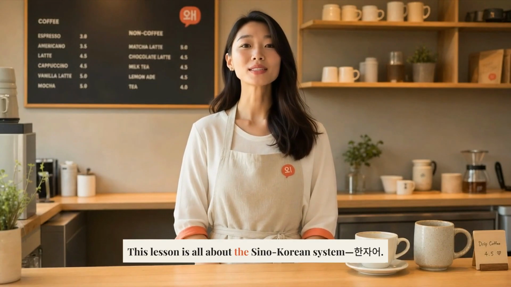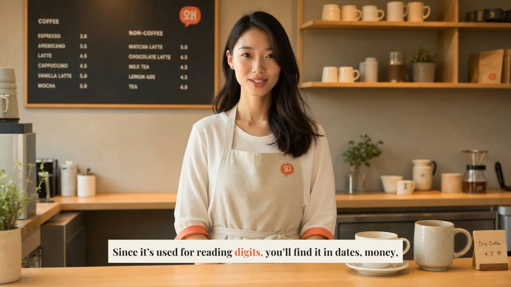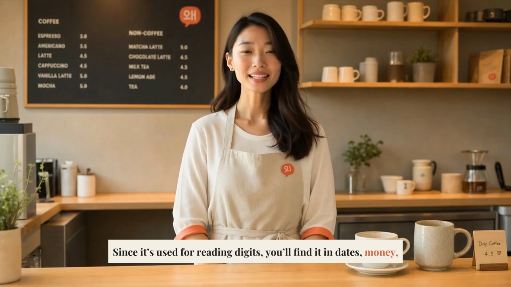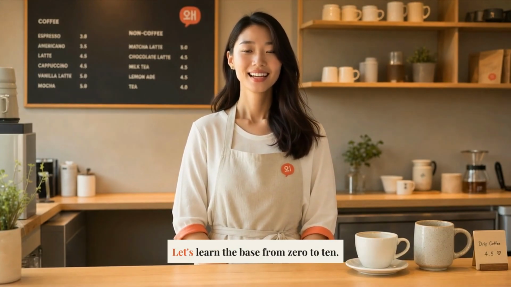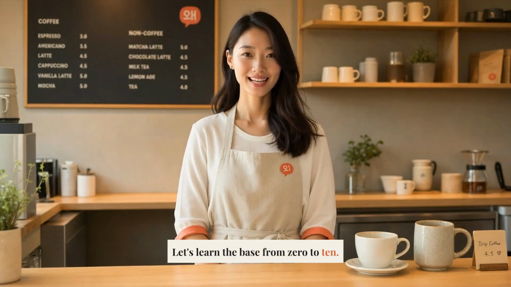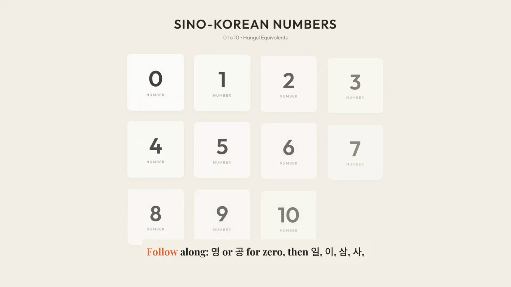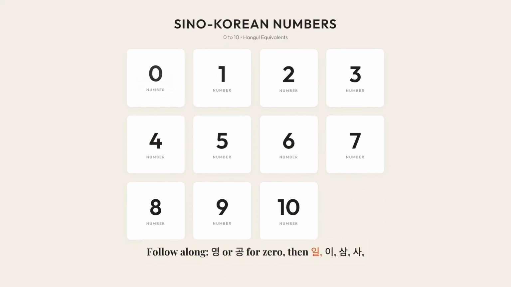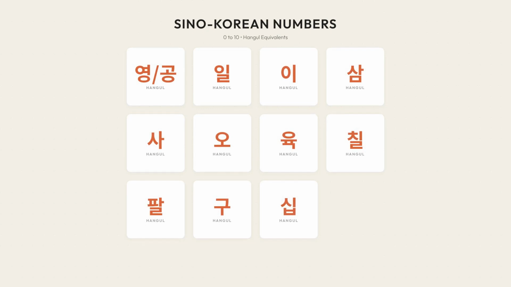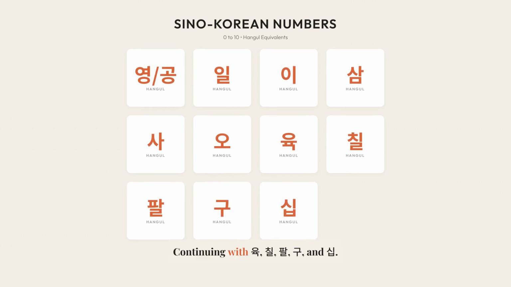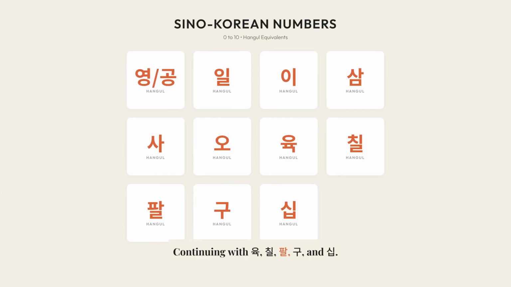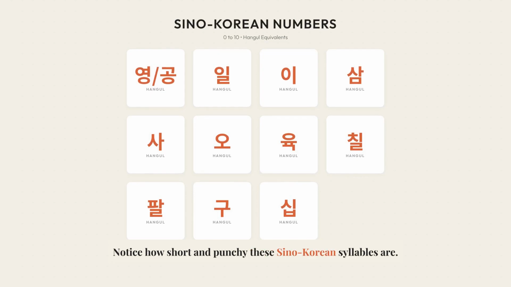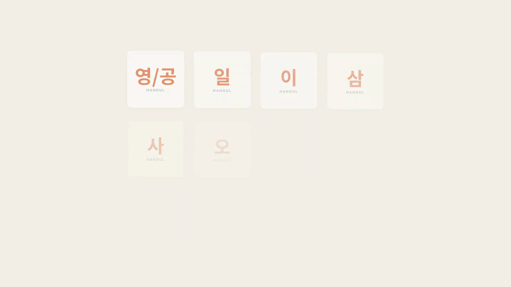This lesson is all about the Sino-Korean system, 한자어. Since it's used for reading digits, you'll find it in dates, money, phone numbers, and math. Let's learn the base from 0 to 10. Follow along. 0 or 공 for 0, then 1, 2, 3, 4, 5. Continuing with 6, 7, 8, 9, and 10. Notice how short and punchy these Sino-Korean syllables are.